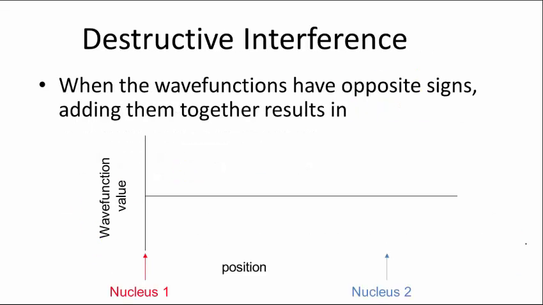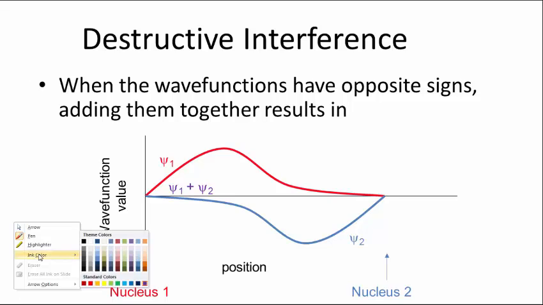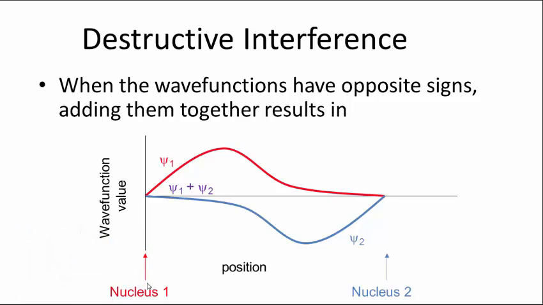Okay, destructive interference, as you might imagine, is just the opposite. Again, don't copy down this slide, but the result is important. So if instead my two wave functions look like this, one of them is positive and one of them is negative, now when I combine them, what's going to happen in this area where they overlap?